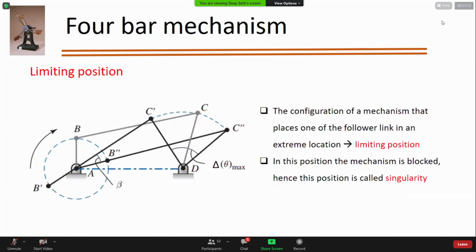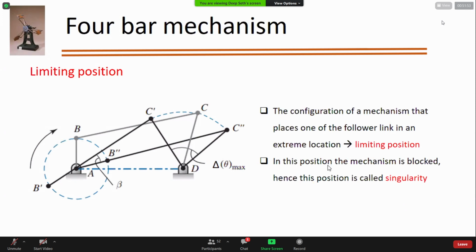Now we will see another term that's called limiting position in a 4-bar mechanism. As I showed you there also, sometimes you will see that your mechanism is locking. So the configuration of the mechanism that places one of the follower links in an extreme location, that's called limiting position. Beyond that, it cannot go. So that's the limit of it.